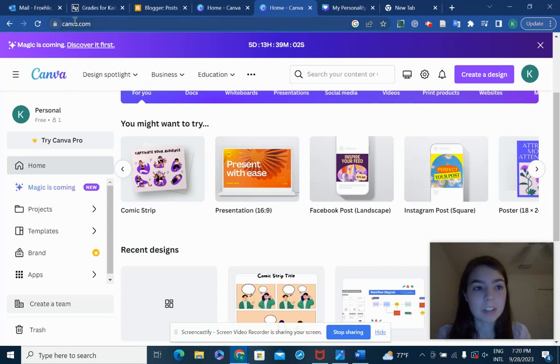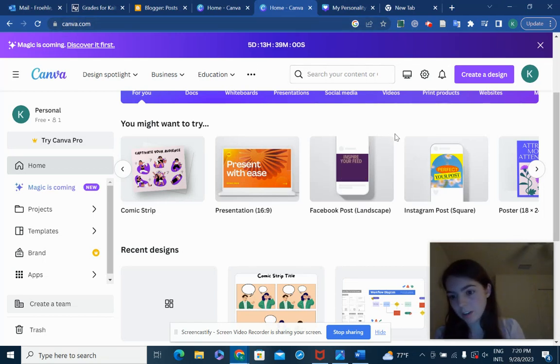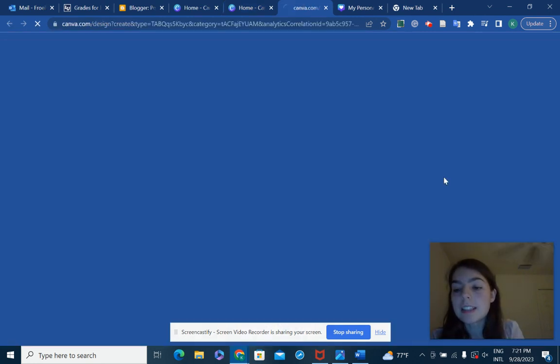Go to canva.com. It's free. You just need to put in your email. You can use your school email address. And then using one of these given modes of creativity, you're going to select the Instagram post.